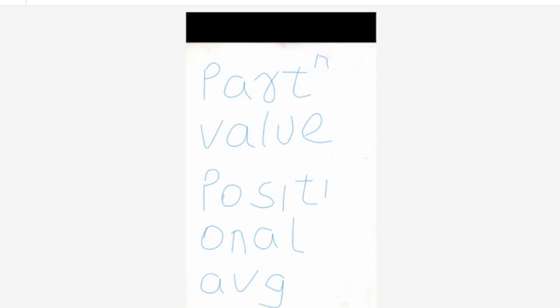Third, why is it called a graphical average? It is called a graphical average because median is the average which can be represented graphically. Therefore, it is called a graphical average.